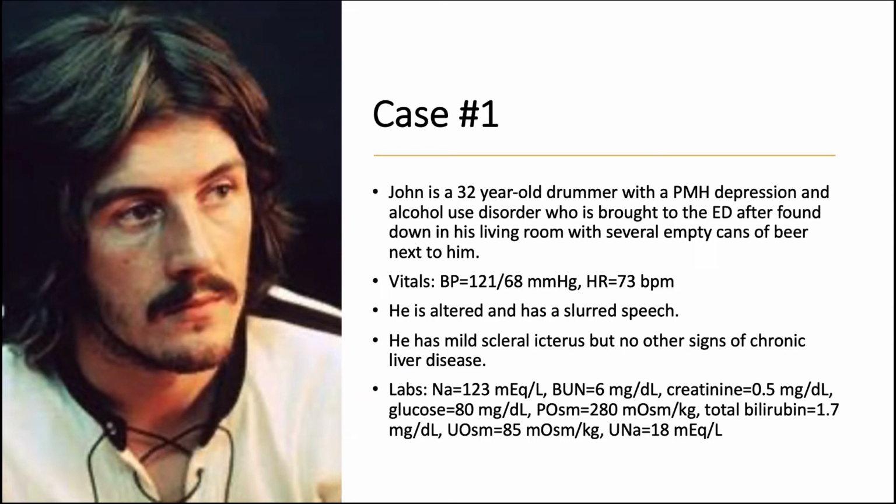We're going to start with a case. John is a 32-year-old drummer with a past medical history of depression and alcohol use disorder, who is brought to the emergency room after found down in his living room with several empty cans of beer next to him. His blood pressure is 121/68, his heart rate is 73, he's altered and has a slurred speech. He has mild scleral icterus but no other signs of chronic liver disease.